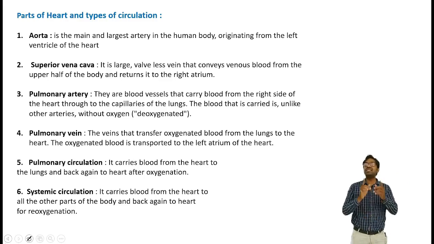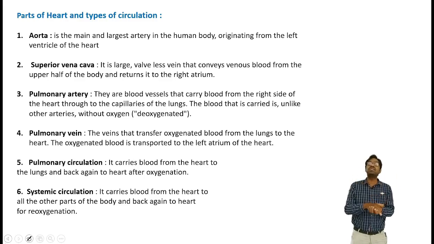Pulmonary circulation is the circulation of the blood from the heart towards the lungs, and again from the lungs towards the heart. This is the flow of the pulmonary circulation, while systemic circulation is the transport of the blood from the aorta, that is, the left ventricle to the aorta.